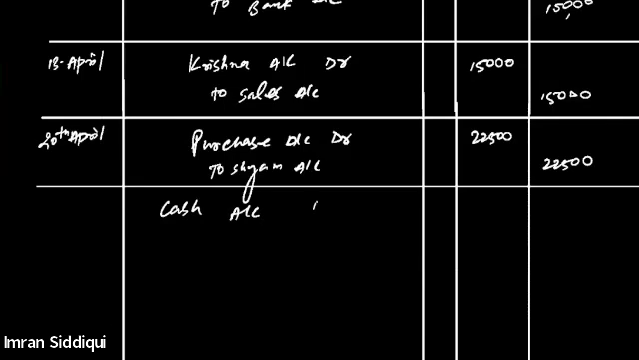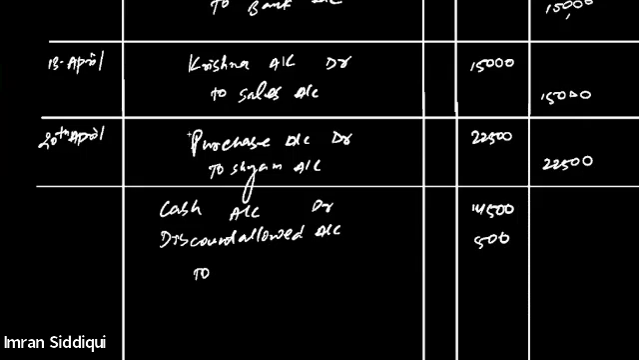Cash account will be debited. Since we are allowing a discount, and discount is a loss, whenever loss increases, we need to debit the discount allowed account. To Krishna account: instead of 12,500, I'm debiting 14,500, then 500 for discount. Since the debtor is decreasing, Krishna account will be credited.